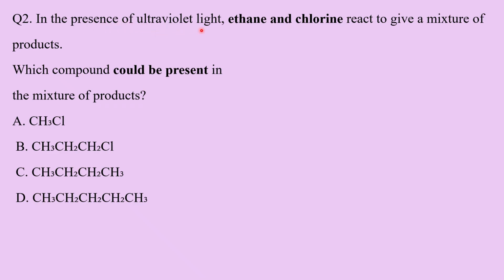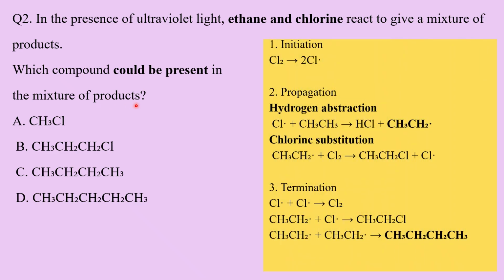In the presence of ultraviolet light, that is UV light, ethane and chlorine react to give a mixture of products. Which compound could be present in the mixture of products? Well, let us first understand the question. Here we have ethane and chlorine, and ethane is nothing but an alkane. So we have to show the free radical mechanism in order to answer this question.